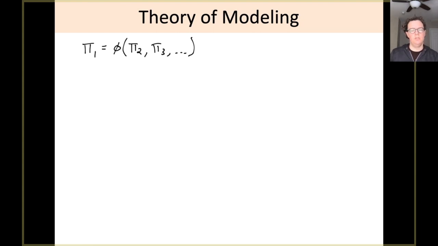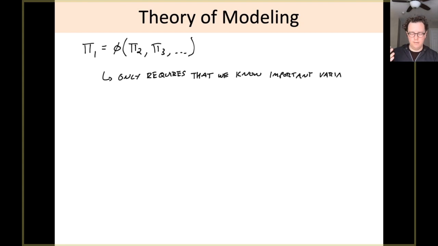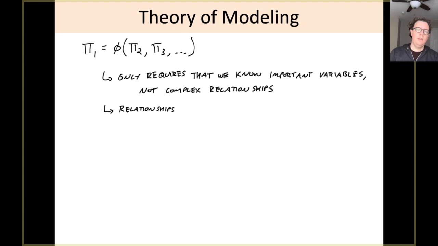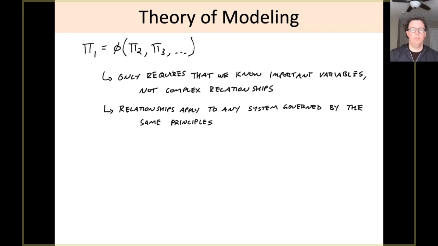Pi1 is some function of pi2, pi3, and so forth. And again, the big advance that Buckingham made was recognizing that we don't have to know everything about the relationship between variables. We just have to know which variables are important. Similarly, if we non-dimensionalize smartly, these relationships apply to any system that's governed by the same principles.